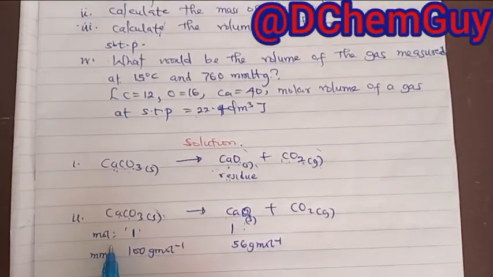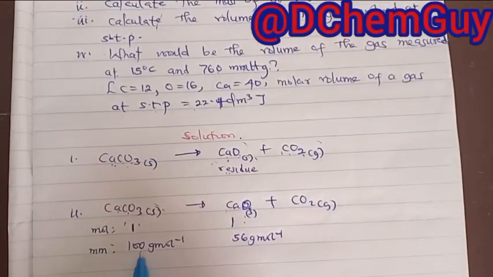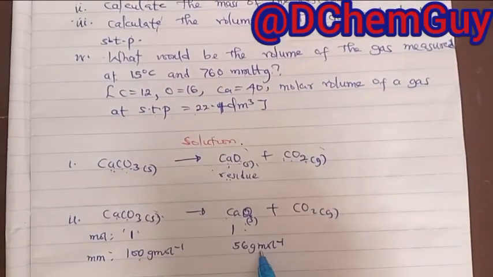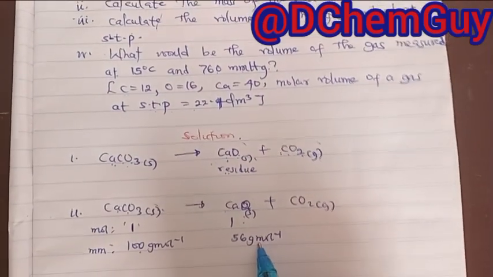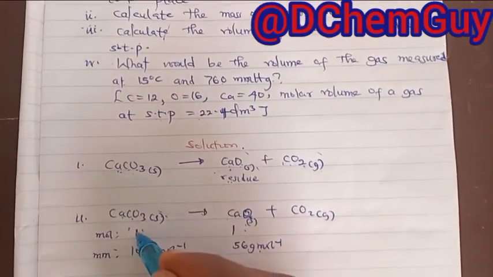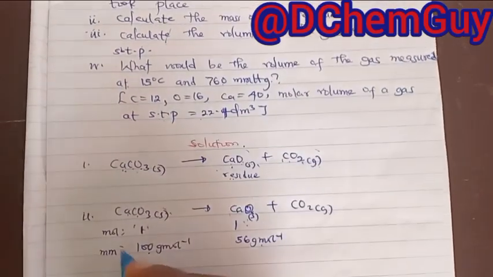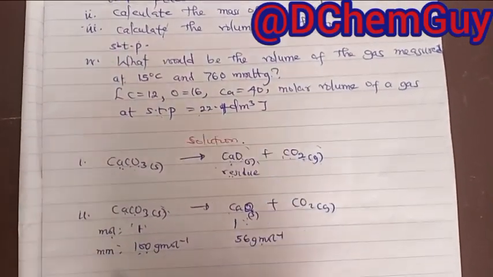Now, these are the molar mass of calcium carbonate and the molar mass of calcium oxide. Now, what are you going to do next? You're going to multiply this mole by this, and this mole by this. It means that mole times molar mass will give you gram.